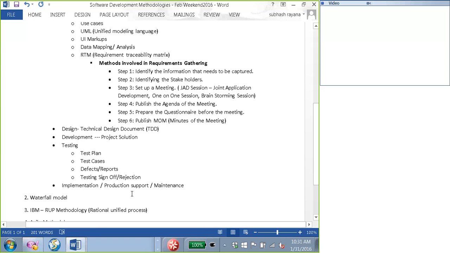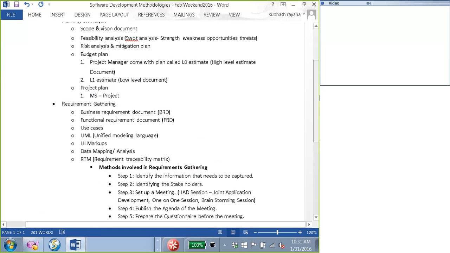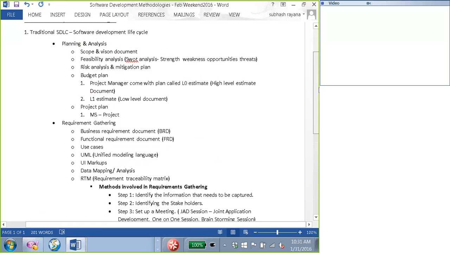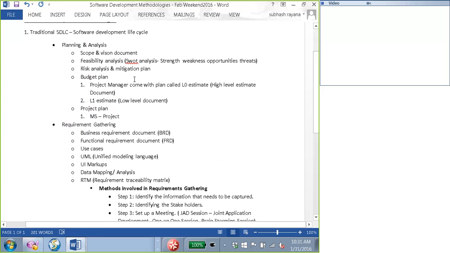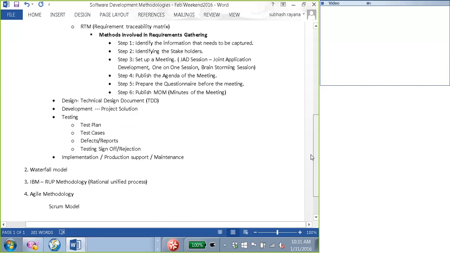So this is technically the whole entire software development life cycle. And I think we spent decent enough time talking about the traditional SDLC, because understanding this is very critical. If you understand this concept, then the rest of them are not going to take much time. You'll be able to finish the rest of the concepts in no time.